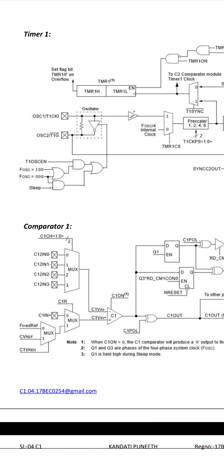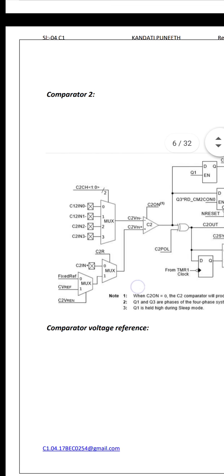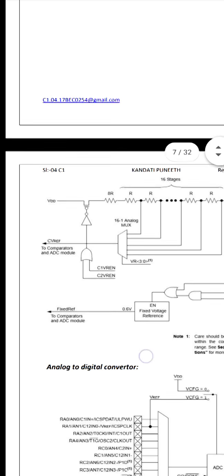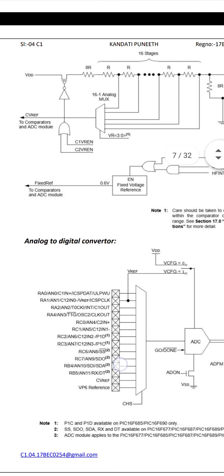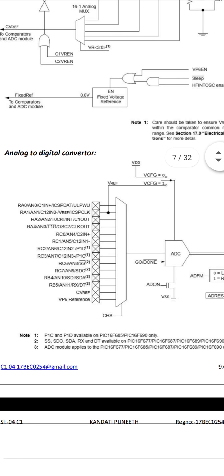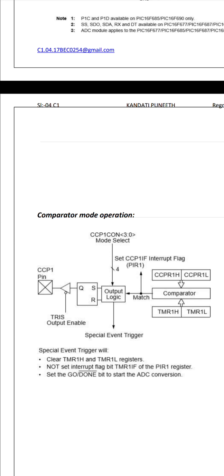And next one, comparator 1. And coming to comparator 2 and comparator voltage references, these are the internal block diagram parts, and this is the analog to digital converter. And here P1C and P1D are available. And coming to next, this is the comparator mode operation. Here special event trigger is there, and we have to clear the TMR1H and TMR1L registers, and not set the interrupt flag bit TMR1IF of the PIR1 register.